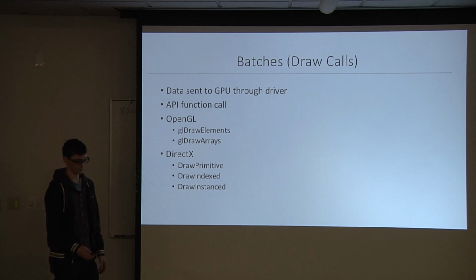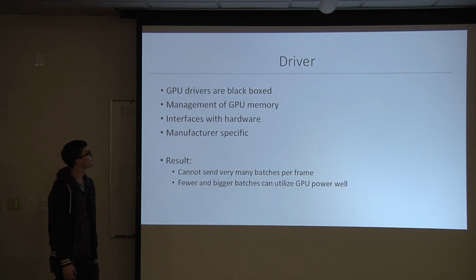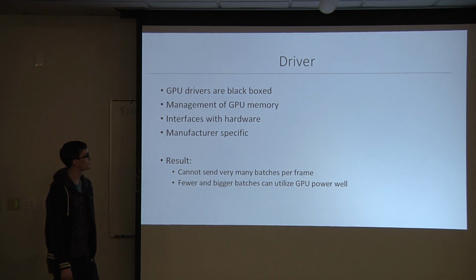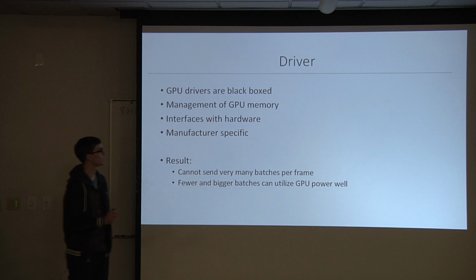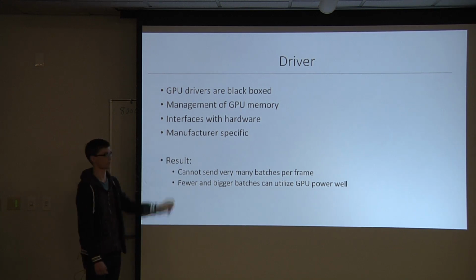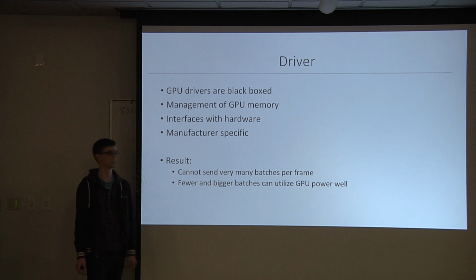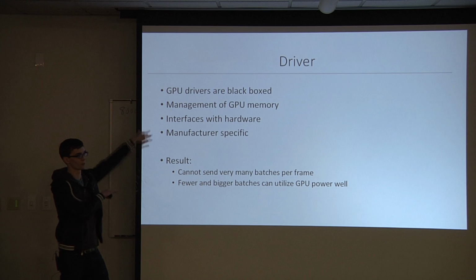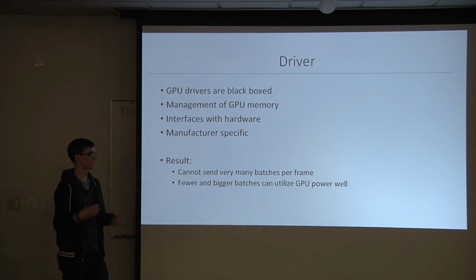The reason for this is that typically these APIs that you use are pretty black boxed. You don't really have any control over how they're written or what they do. They manage the GPU memory and they interface with the actual graphics hardware. And the implementation of them is usually manufacturer specific. So there's no control over it, you just use it. And there's a lot of complex stuff going on in there. When you need to send something to the GPU, all these things that are being done for you, which are black boxed, you have no idea what's going on, takes a lot of time.